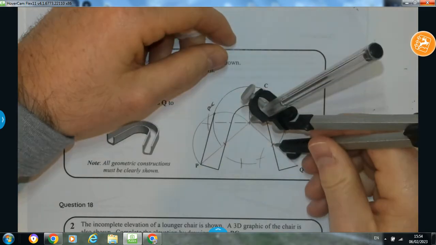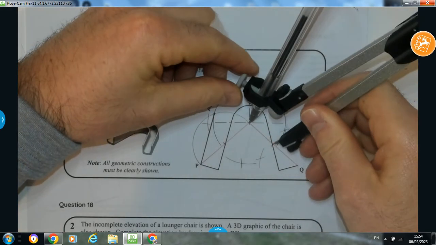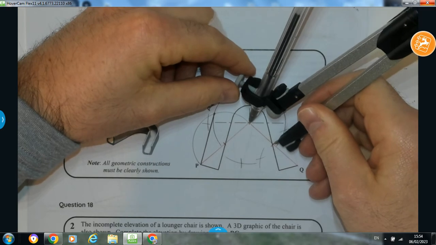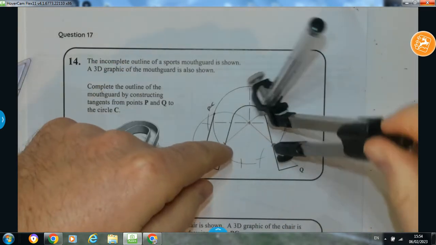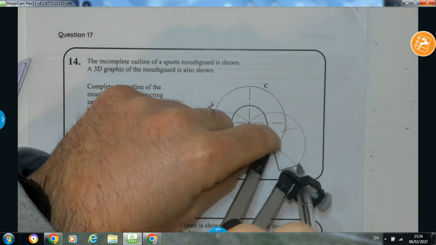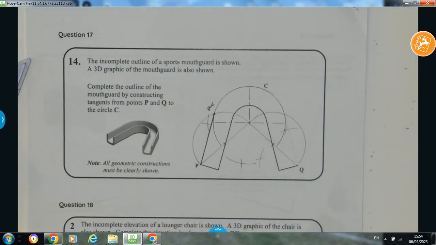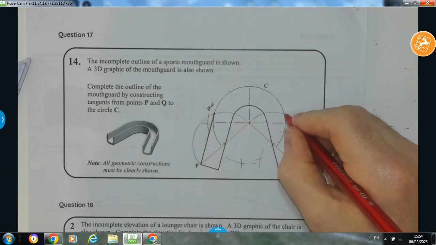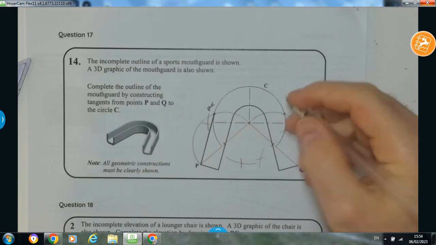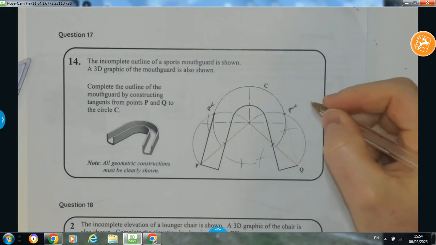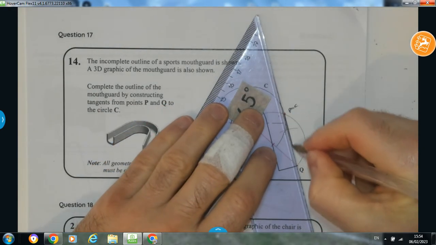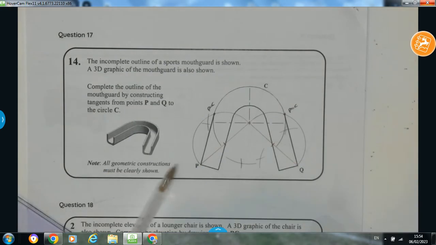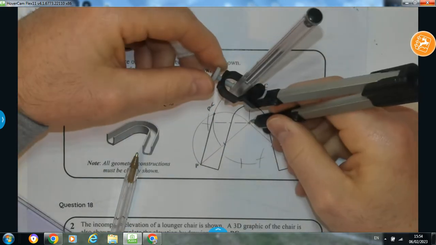And once again, radius length, this time I'll set the radius length from the center of the line to the center of the circle. Should still give me the exact same answer. Semicircle, around like that. There we go. Once again, where the semicircle cuts through right there, that is known as our POC, point of contact. So I can heavy in that tangent line now. Okay, now that I've got the tangent line, you can see the outline for the mouth guard.